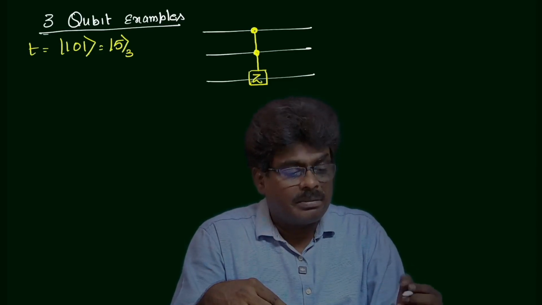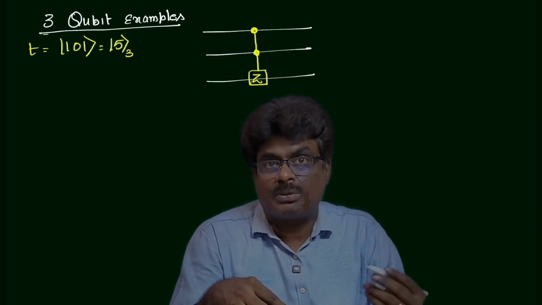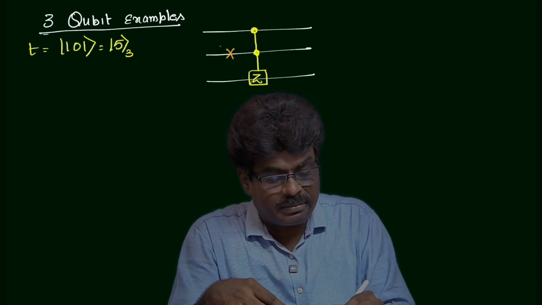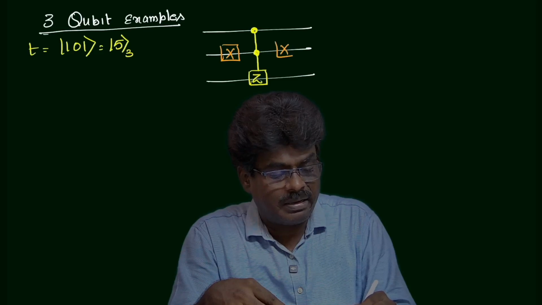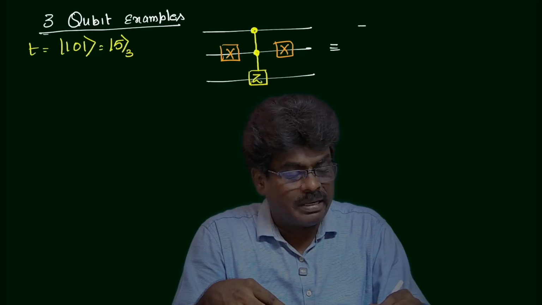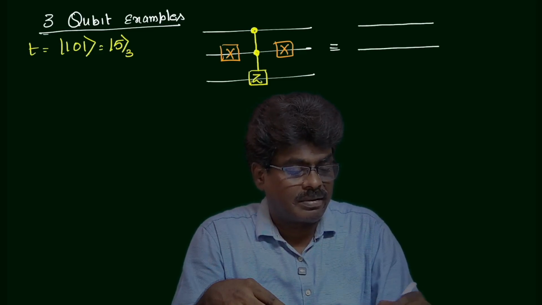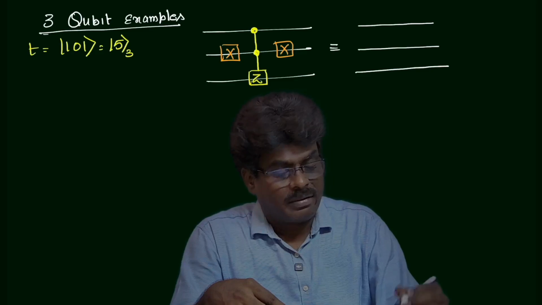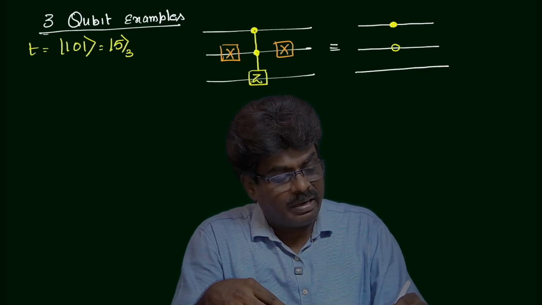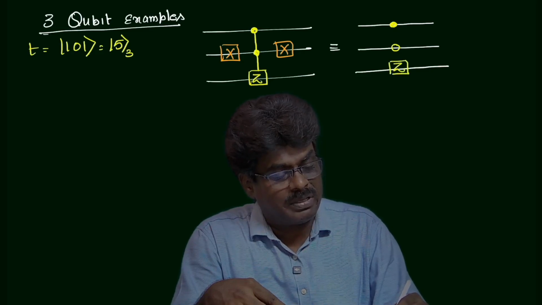And after that please check where you have zeros. 0 is in the middle. So that's why here X and here X. So this one is nothing but here control, here anti-control, and here Z as usual.